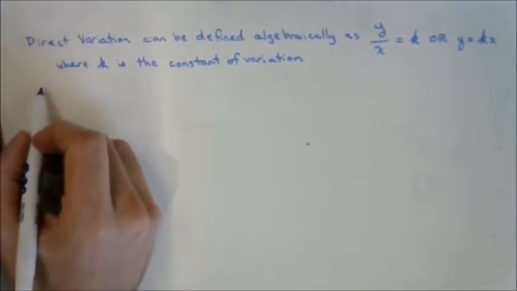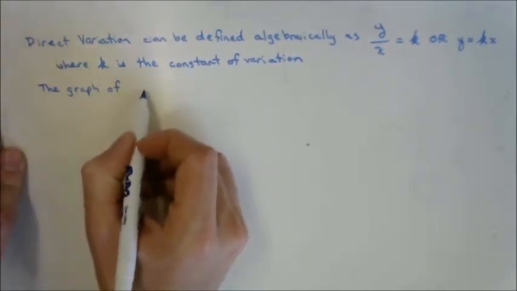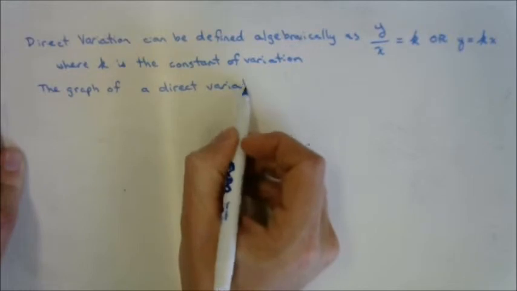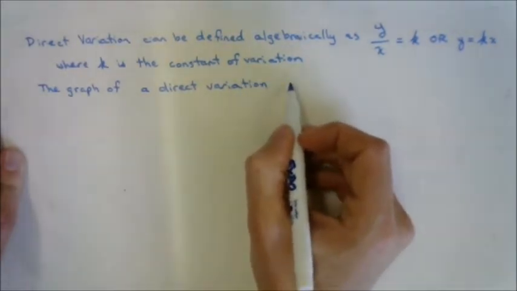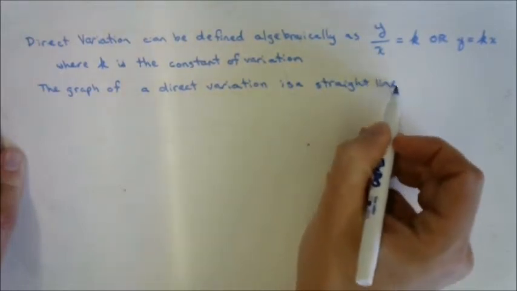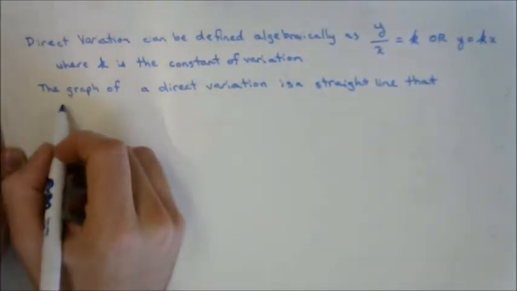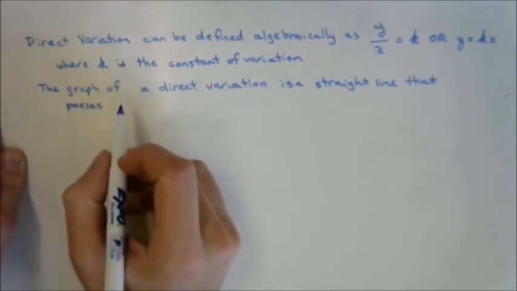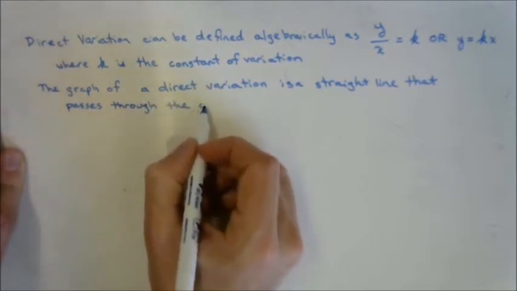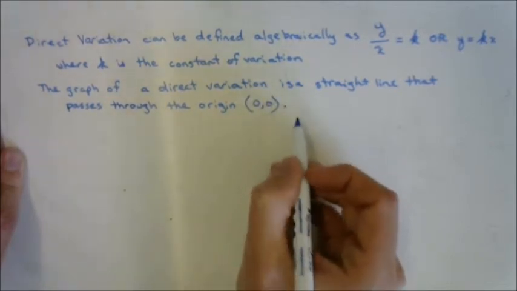Then the last thing we can say is the graph of a direct variation. This is what you would have discovered through your practice problems. The graph of a direct variation is a straight line. And what else is true about it? Linear means straight line, yep. It passes through the origin, which is at 0, 0 on your grid.